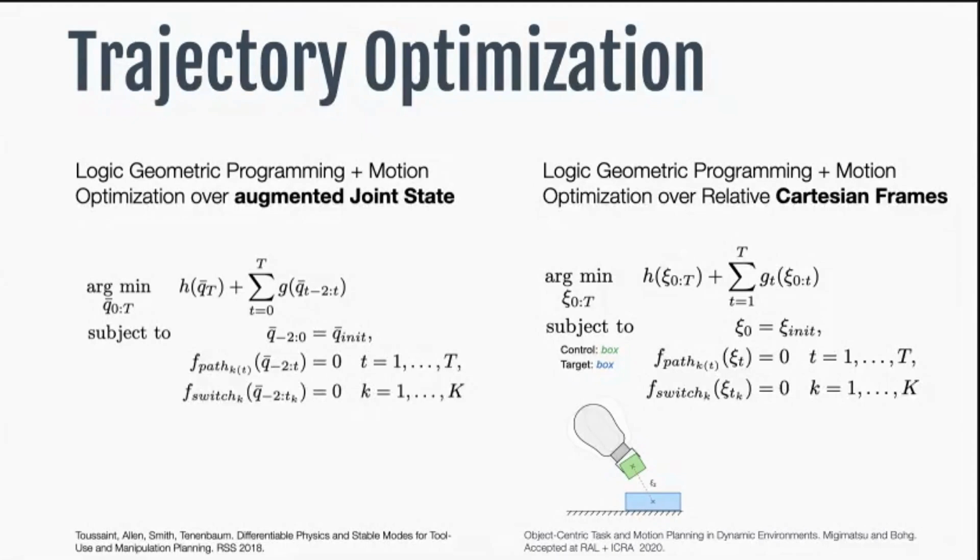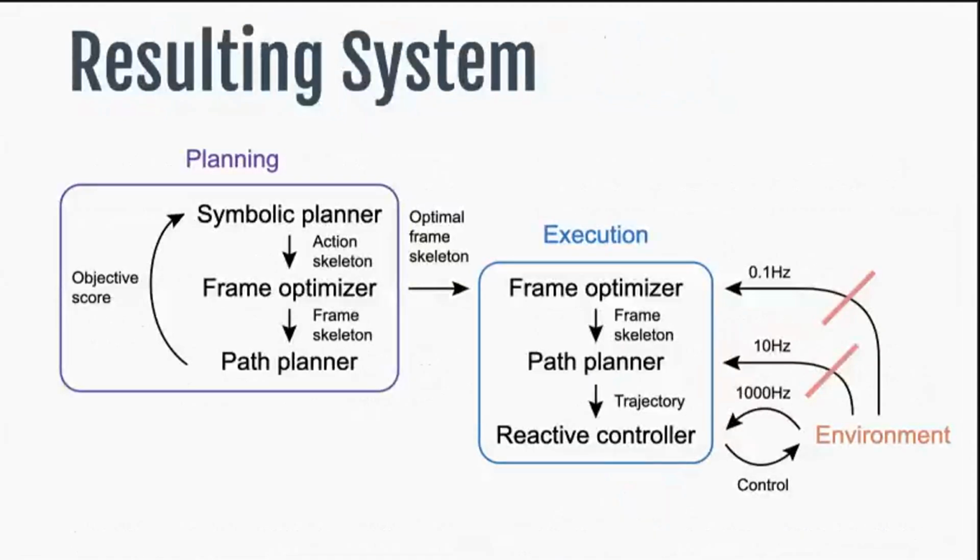All right, so now here's how the system actually looks like. In the planning stage, we use our symbolic planner to find logic plans. Then we use the optimizer to actually check which of these logic plans are feasible for the robot. And we find an optimal frame skeleton that we then execute in the execution phase here, where we use this reactive controller, basically an operational space controller, to execute this plan. And this really runs at a kilohertz.